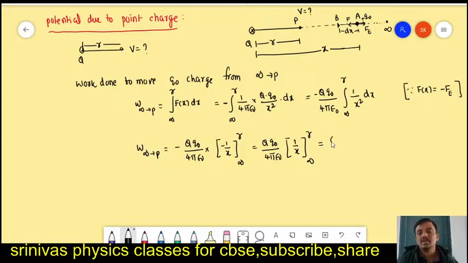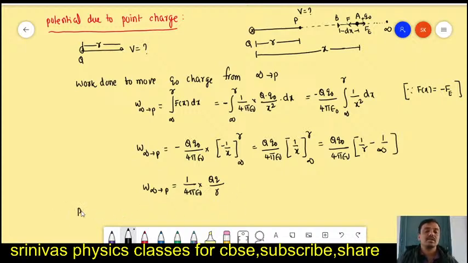Now substitute the limits. Q naught by 4 pi epsilon naught into, in place of x, the upper limit you substitute R, minus, in place of x, the lower limit you substitute infinity. And now 1 by infinity is 0, right? The work done to move from infinity to P we got: 1 by infinity is 0, then 1 by r. Then we will get the final formula as 1 by 4 pi epsilon naught into capital Q into small q, with r in the denominator. This is the work done. Okay, here we got the work done.